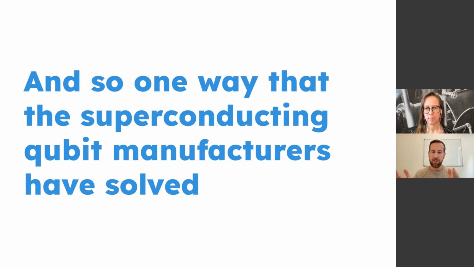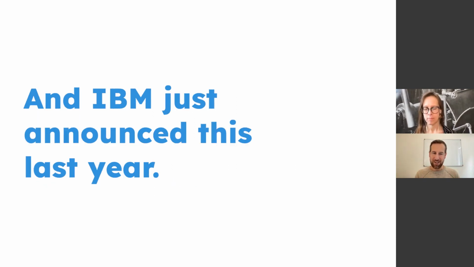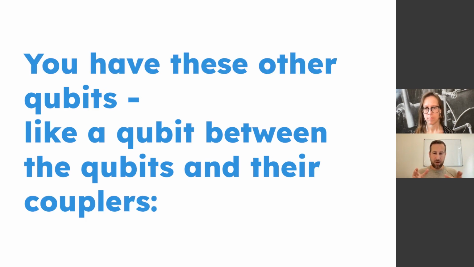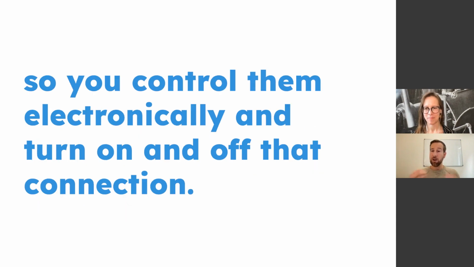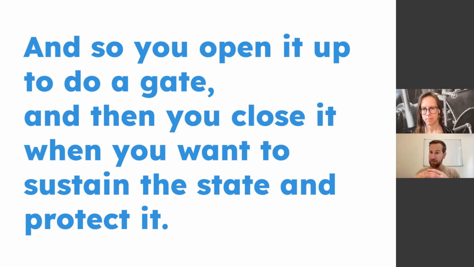One way that the superconducting qubit manufacturers have solved the coupling versus isolation problem is by having tunable couplers. IBM just announced this last year. Google kind of pioneered this with Sycamore. There are other qubits, like a qubit between the qubits, and they're couplers. So you control them electronically, and you turn on and off that connection. Imagine a gate that's going up and down to connect, let's say, channels of water. You open it up to do a gate, and then you close it when you want to sustain the state and protect it.